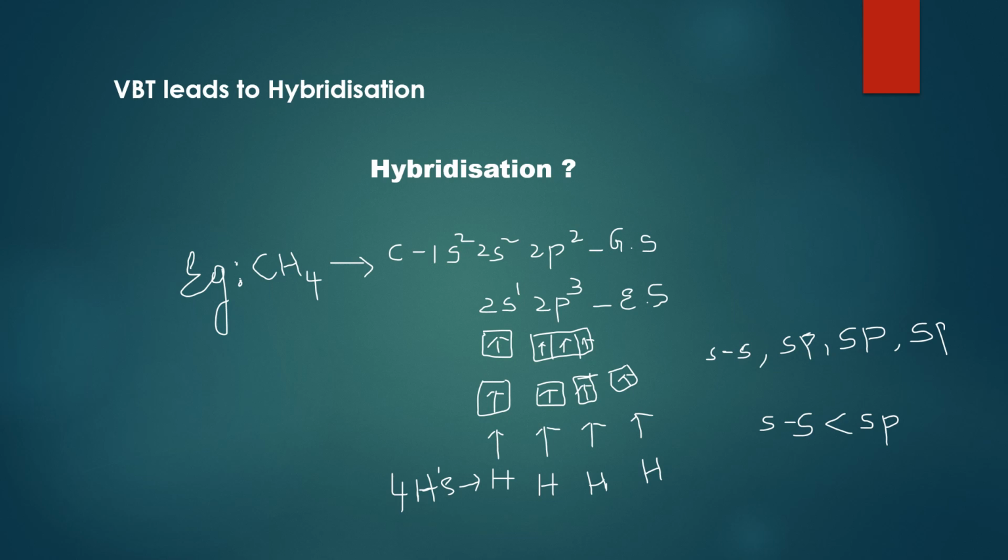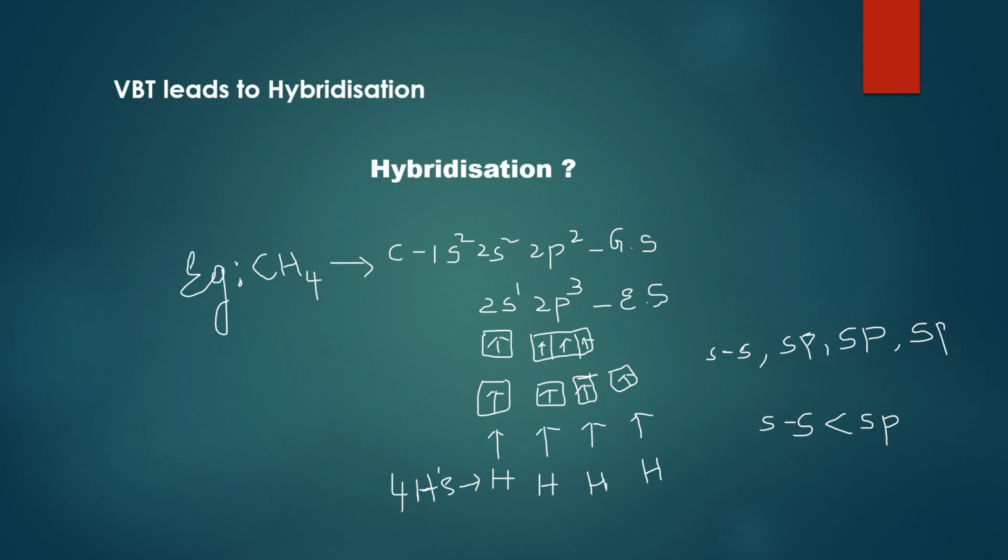Secondly, why are atomic orbitals hybridized, or why does hybridization take place? Well, there are different theories which explain the concept of hybridization. But valence bond theory fails to explain how the atomic orbitals get hybridized.